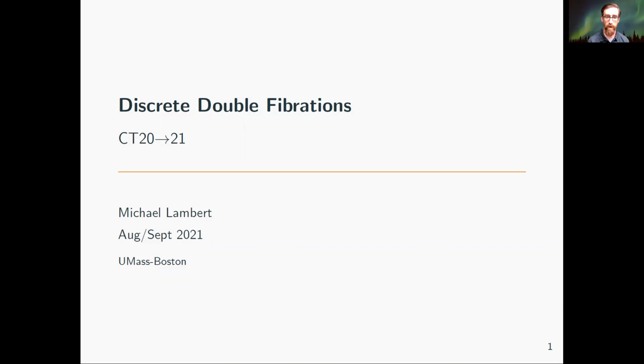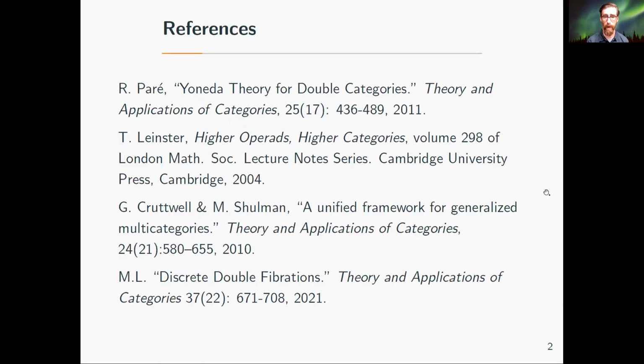We'll be talking about discrete double fibrations. This work is based in part on a paper by Bob Paré on a unified theory for double categories. The results of the talk are in a paper called Discrete Double Fibrations that appeared recently in Theory and Applications of Categories.